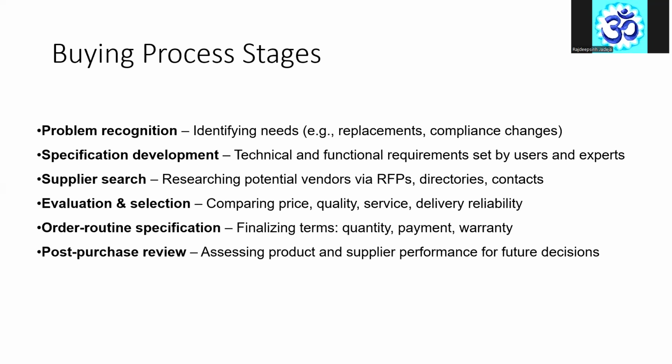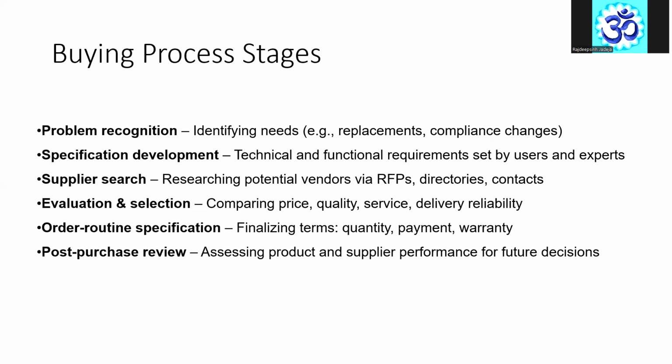Now, what are the buying process stages in organizational buying behavior? First is problem recognition. Of course, as I said earlier, we need to identify our organizational needs, like replacement of machinery and compliance changes. Then we have specification development, in which we set technical and functional requirements by users and experts. Then we have supplier search.